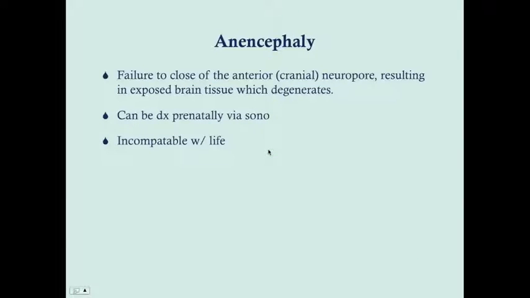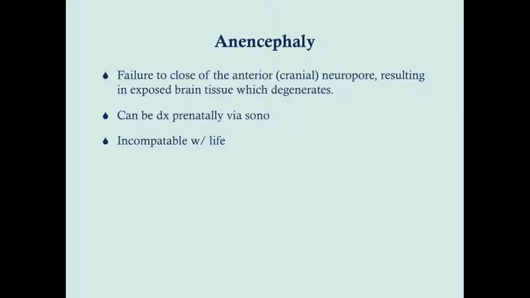Anencephaly, there's not really much to know about this because this is incompatible with life, so there's not much to do as far as treatment. But this is a failure to close of the anterior neuropore, so the very anterior part of that neural canal. If that doesn't close, then you're going to have exposure of the brain tissue, the very, very top end, the cranial end of your central nervous system. And that exposed brain tissue degenerates, you don't really get development of the skull, and so you basically have a flat head. And so because of that, it is incompatible with life.